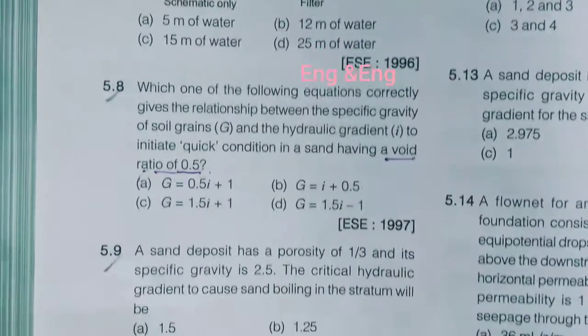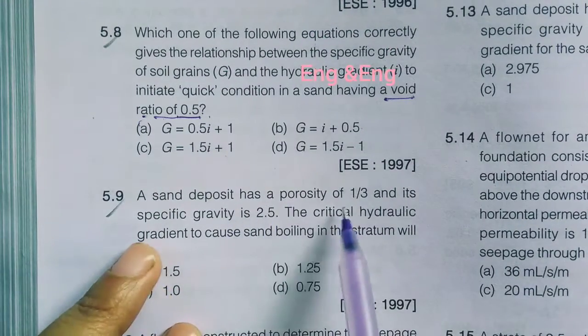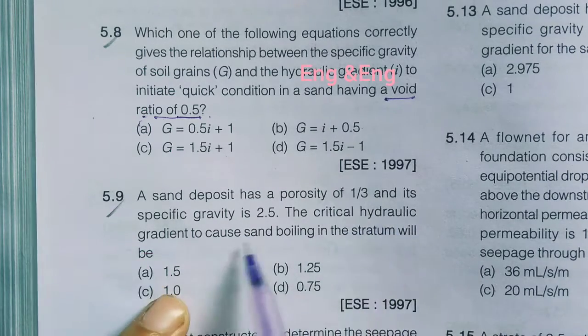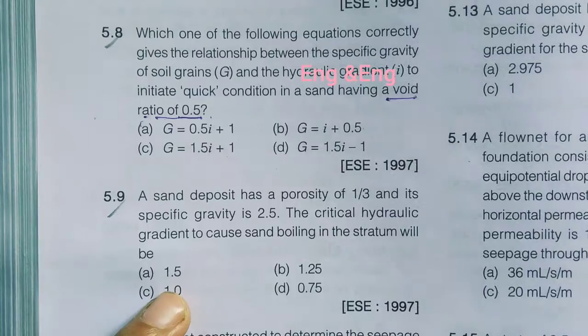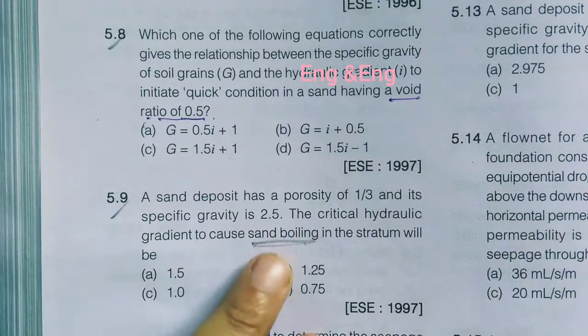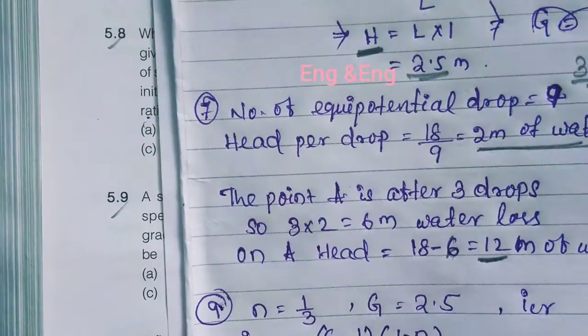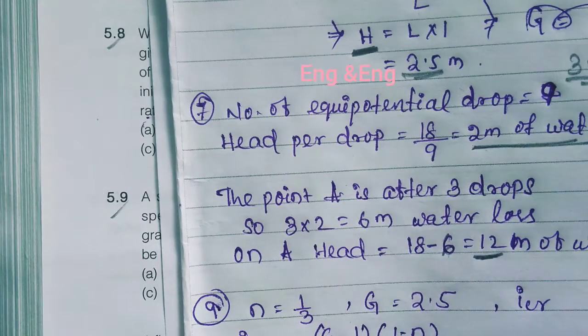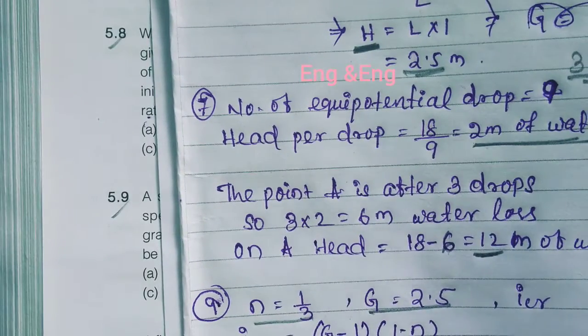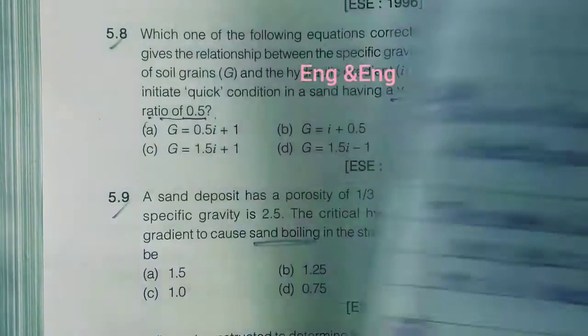This one. Next question is, a sand deposit has a porosity of 1/3 and its specific gravity 2.5. The critical hydraulic gradient to cause sand boiling in the stratum will be how much? Sand boiling means critical condition. So critical condition formula, that is, we know that ICR equals to G minus 1 whole into 1 minus N. So N value is given, G value is given, put all the values and answer will be 1.